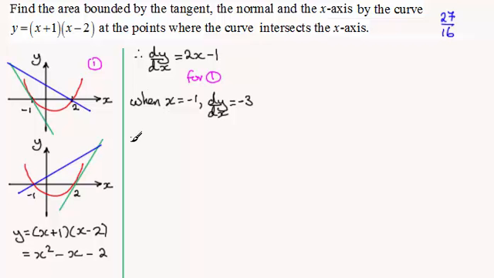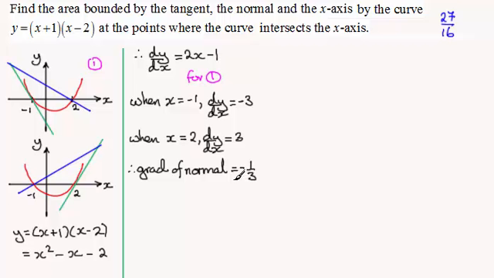And when I look at when x equals 2, the gradient there for the tangent, not the normal, remember, would be 2 times 2, 2 2's are 4, minus 1 is going to be 3. So therefore the gradient of the normal, grad of normal, well remember that's going to be the negative reciprocal of this gradient, so that's going to be minus 1/3.